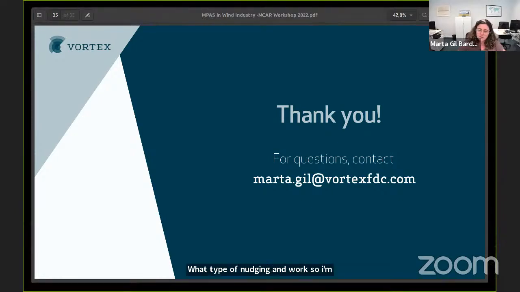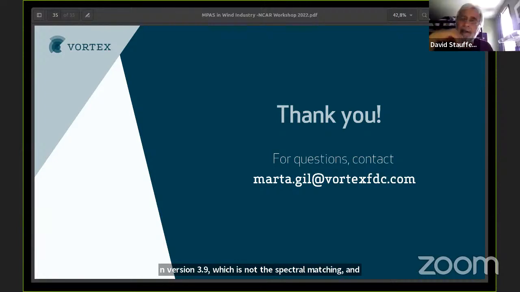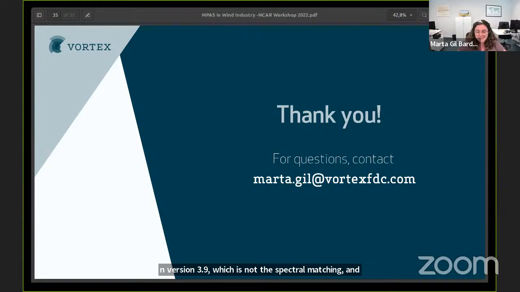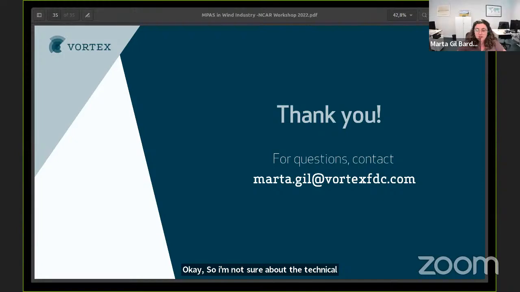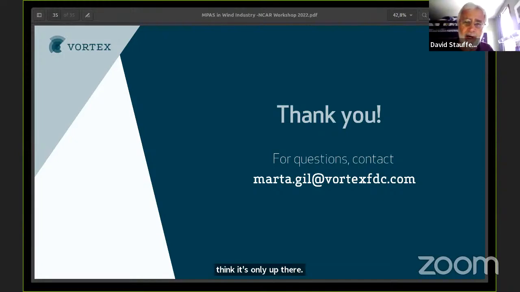So I'm actually not confident about the specific technical term. So it's nudging which is available in version 3.9, which is not the spectral nudging, and is using the reanalysis information on an hourly basis. Okay, so I'm then not sure about the technical name. Yeah, it's just the normal grid or analysis nudging then. And are you doing the surface data as well as the upper air data? No, I think it's only upper air. Okay, so no higher resolution data near the surface. No.